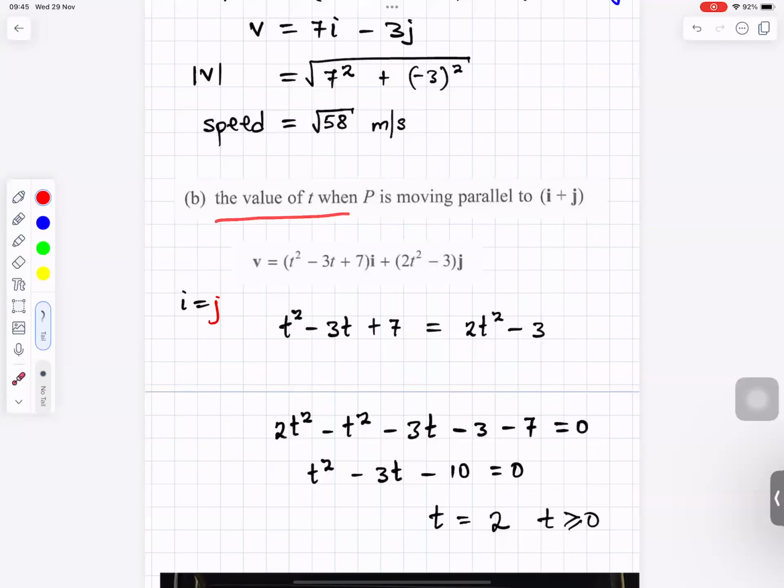The value of t when P is moving parallel to i plus j. So that means the i component is equal to the j component. So that means t squared minus 3t plus 7, which is the i, has to be equal to the j. And you solve it for t. And t would be 2, because t is greater than or equal to 0.